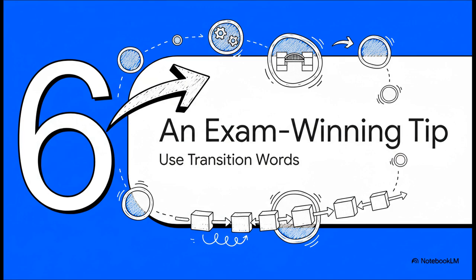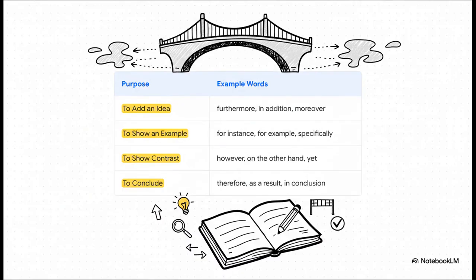Okay, we're almost at the end, and I've got one final super practical tip for you. This one is an absolute game changer, especially for exams. It's all about using something called transition words. Think of transition words as little bridges. They're the words that connect one sentence to the next, one idea to the next. They make your writing feel so much smoother and more professional.